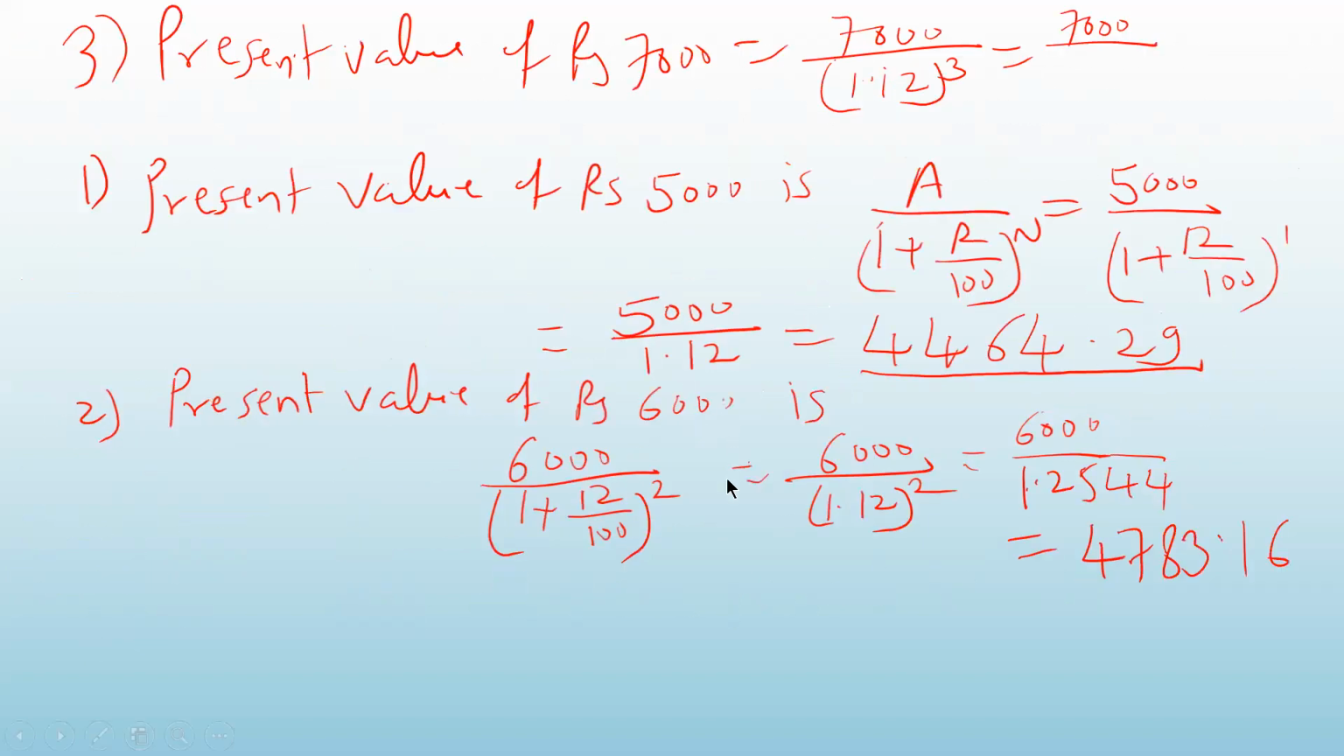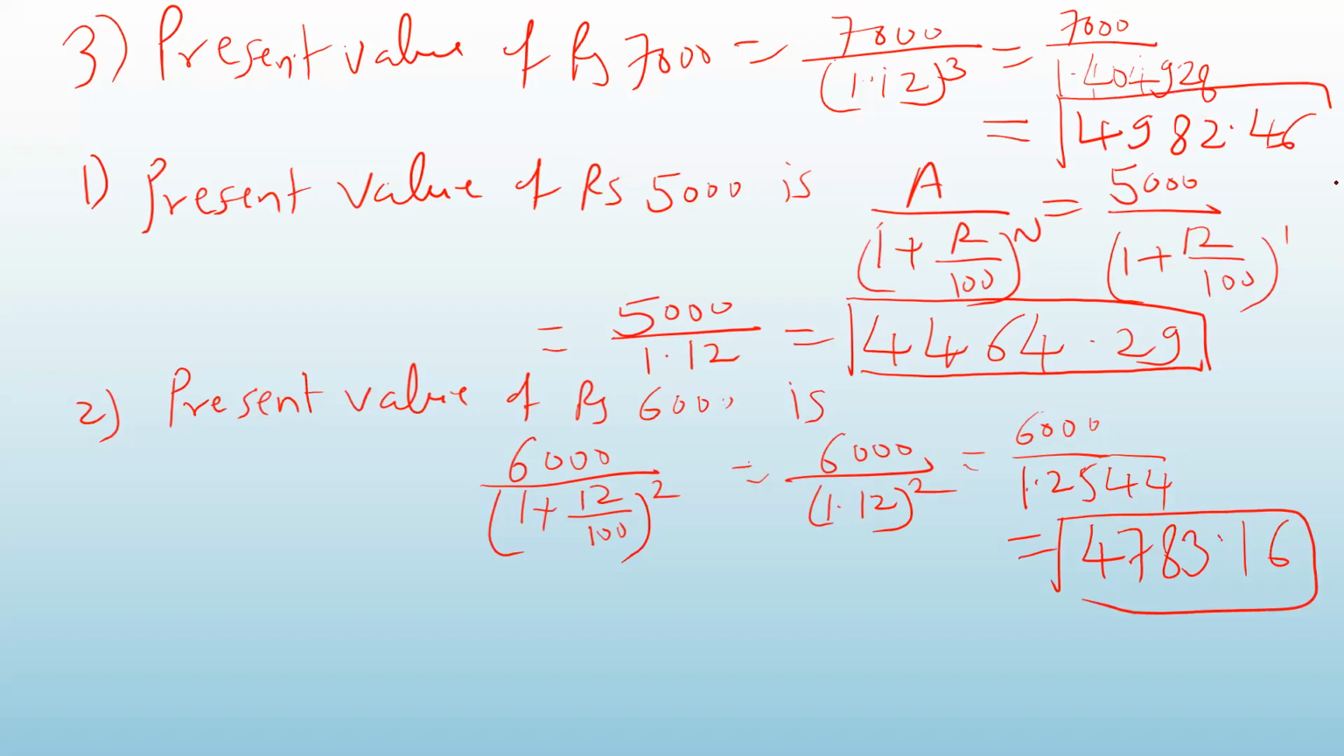So it is 1.12 raised to power 3. That gives you 1.404928. And when you divide 7000 by 1.404928, you are going to get 4982.46. So we have found out the present value of all the three, for 5000, for 6000, and for 7000.